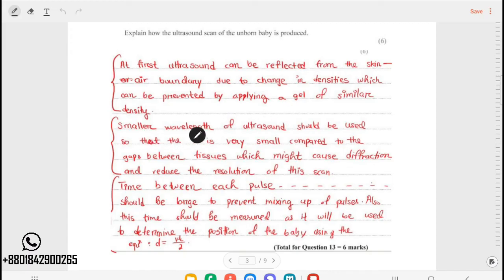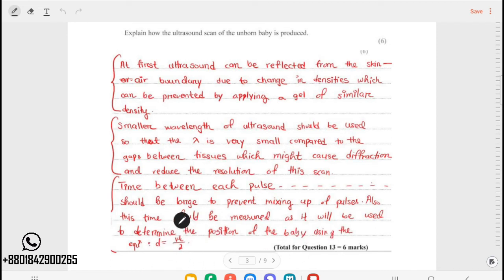Okay, and then a smaller wavelength of ultrasound should be used so that the lambda is very small compared to the gaps between the tissues, which might cause diffraction and reduce the resolution of the scan. And then again, the time between each pulse should be long to prevent mixing up of pulses. Also, this time should be measured as it will be used to determine the position of the baby using the equation d equals vt by 2.